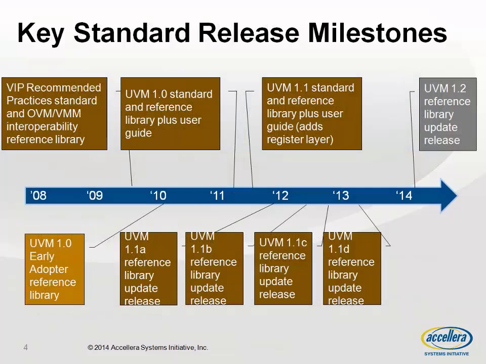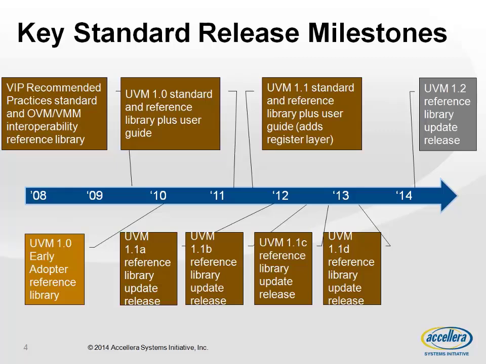Some milestones. Back in 2008 is when we got started as a working group. The recommended practices of interoperability among OVM and VMM was the first standard created by this group, and the standards are there at the top. We then set about creating the UVM 1.0 standard. We brought that out first as an early adopter version, and then about a year later, the 1.0 library was standardized. After 1.0, we quickly brought out a 1.1, which added the register layer. That was the biggest major component of the 1.1.